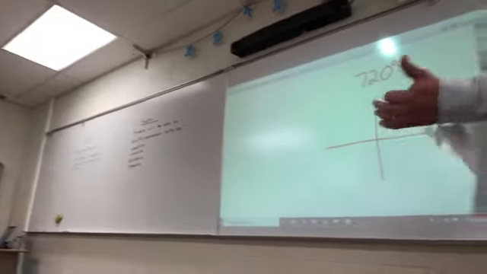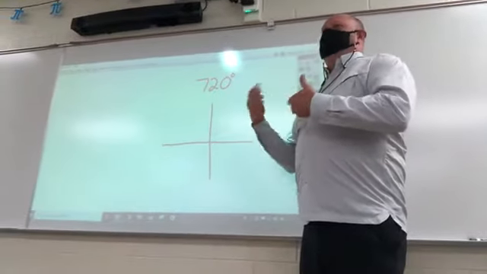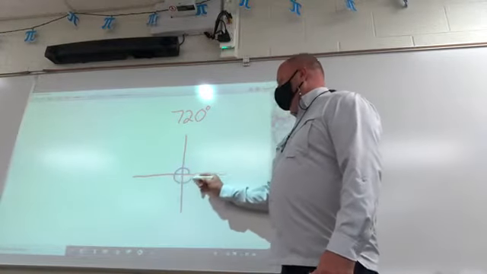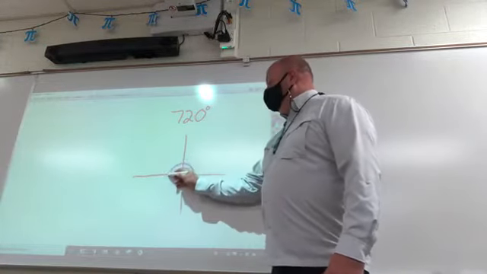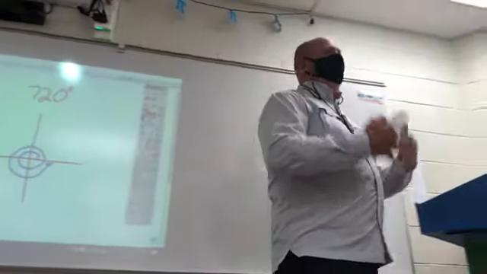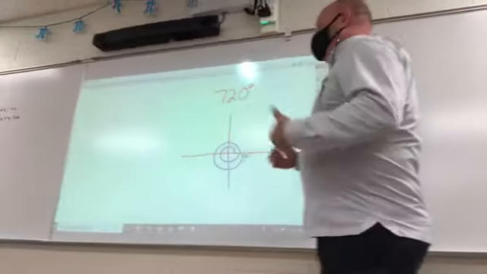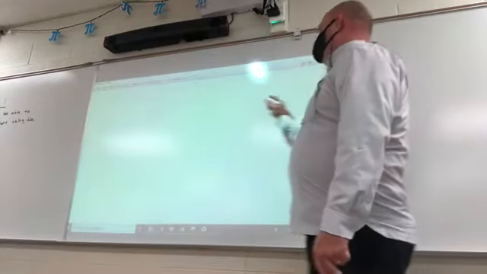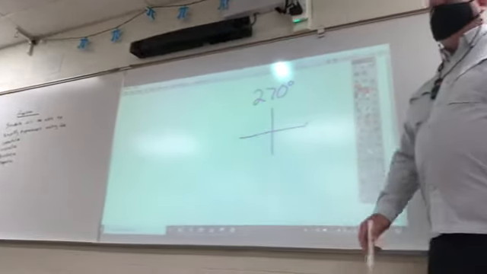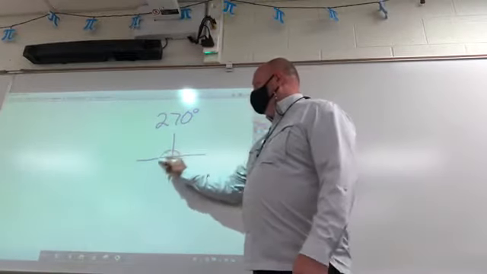Okay. Now, what ends up happening is when we start having big angles, we can just draw around. That's 180. That's 360. We can keep going, and that's a 720-degree angle. So in standard position, we can have as big of angles as we want. We just keep drawing around and around. Now, what would a 270-degree angle look like? Which way am I going to end up pointing? Straight down. Agreed? All right.